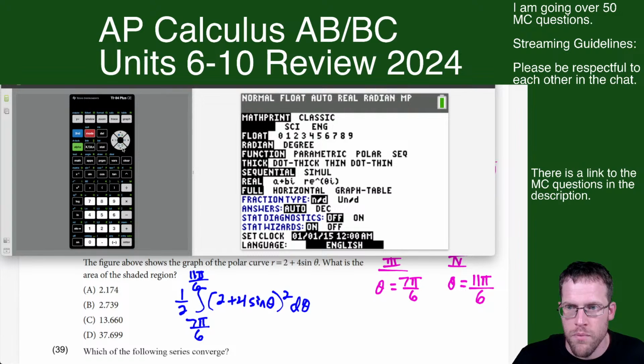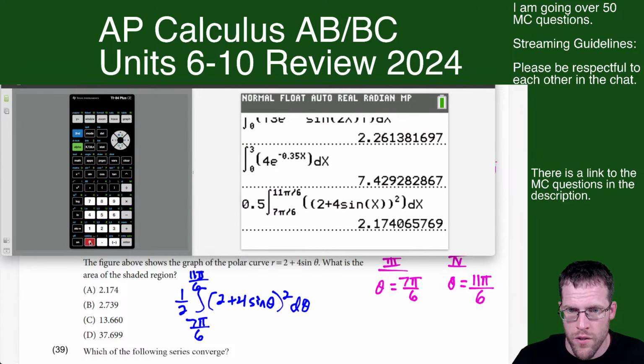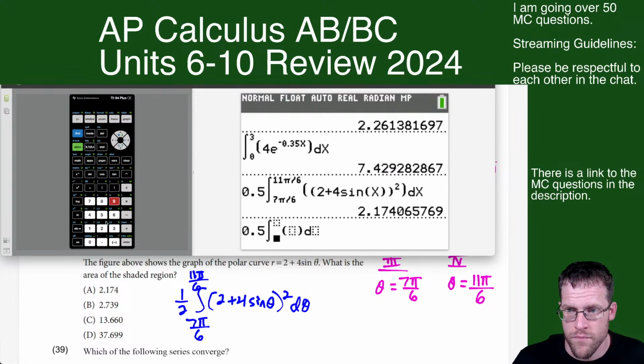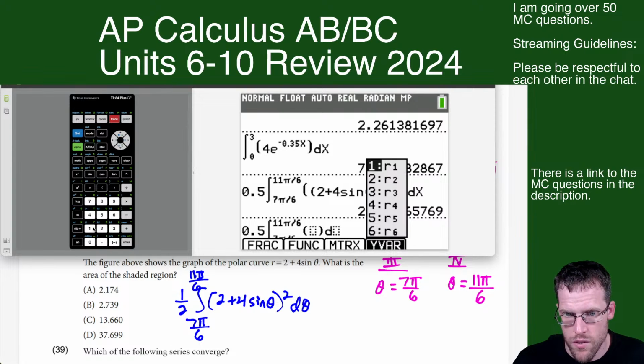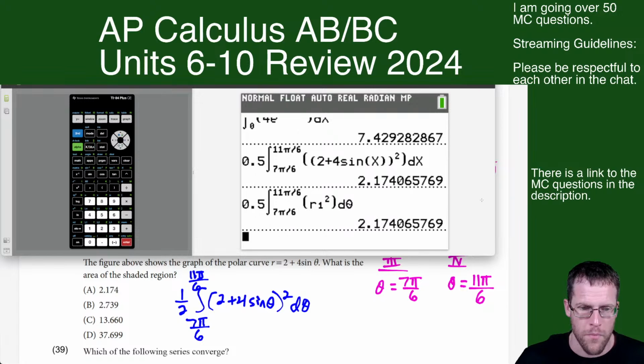If you want to go into polar mode, you can. You could just write 2 plus 4 sine theta. Then when you go to the main screen, you could do 0.5, math 9, 7 pi over 6 to 11 pi over 6. For r, I would press alpha trace. See how it's saved here? Then I could just do this. Same answer.